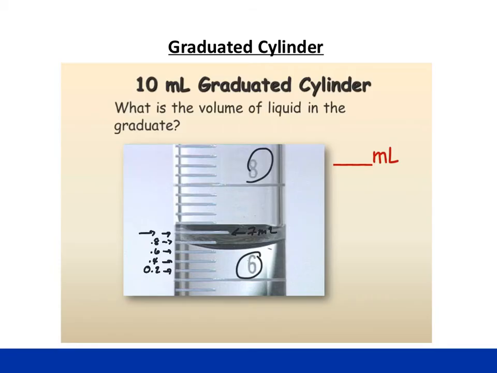When we write down the measurement we need to determine, we look at where the meniscus falls. The meniscus is that curve here that forms by the liquid in the graduated cylinder. And we're going to take all of our measurements from the bottom of it.